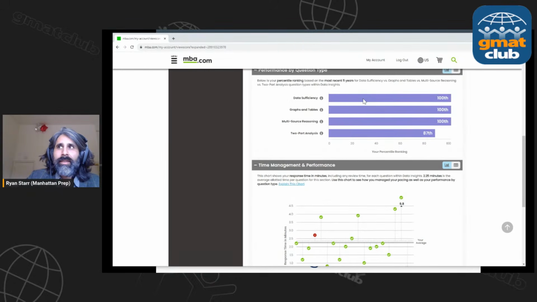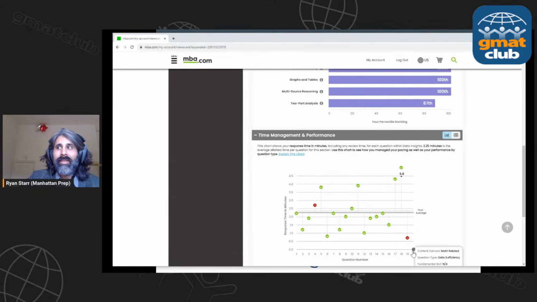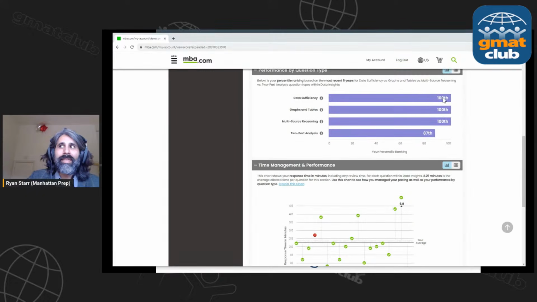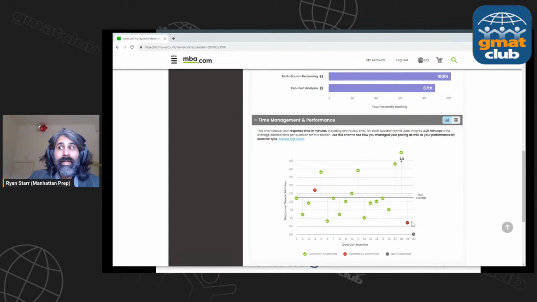One interesting thing worth pointing out is, even though I missed a data sufficiency question, they still gave me 100th percentile performance. And even though this too was a data sufficiency question, I don't know if their percentiles are off or what. It may well be, given this percentile ranking on the 1 2-part analysis question I missed, that this one actually cost me the most because it happened to be easy, and these ones cost me nearly nothing because they happen to be hard.